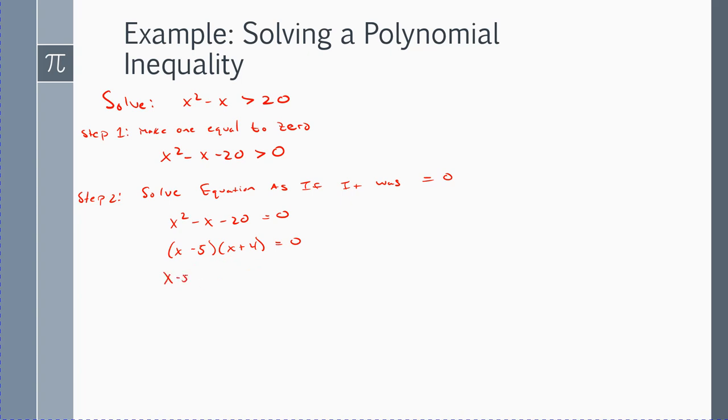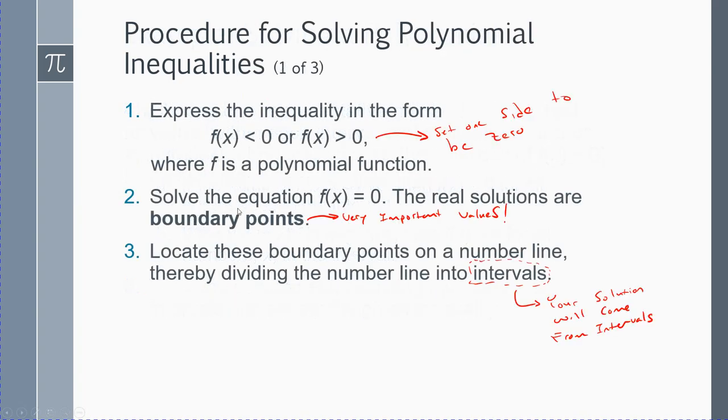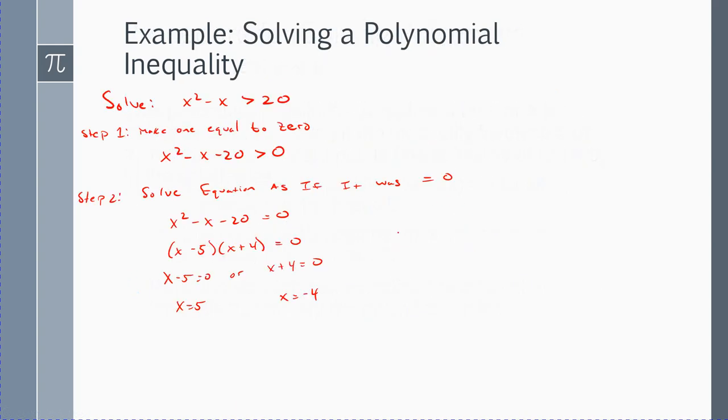Either x minus 5 is equal to 0, or x plus 4 is equal to 0. So one solution is x equals 5, and another solution is x equals negative 4. Going back, these right here are our boundary points. So our boundary points, in order, are x equals negative 4 and x equals 5.